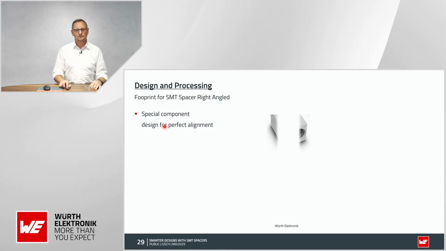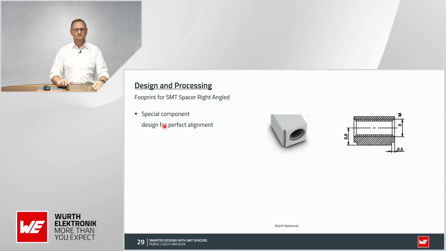So for perfect alignment, if it comes to the right angle type, you see here there's this sort of chamfer, and the bottom surface is this one, yeah? So it's lined on the side. So this is the component from the side view, and we're talking about this little gap here. So why this?